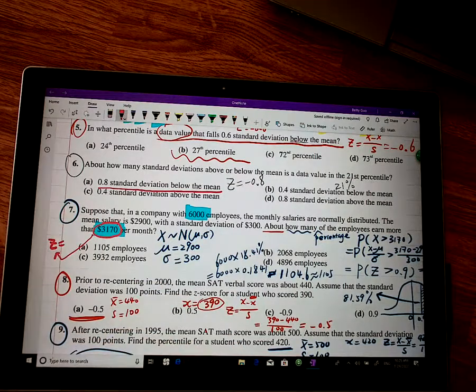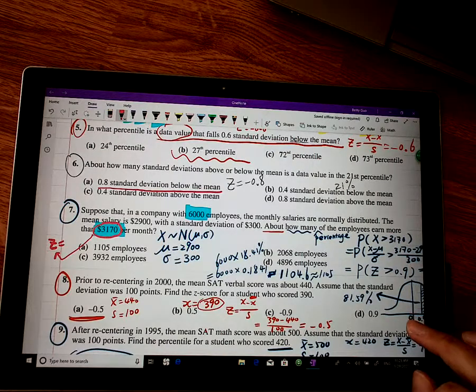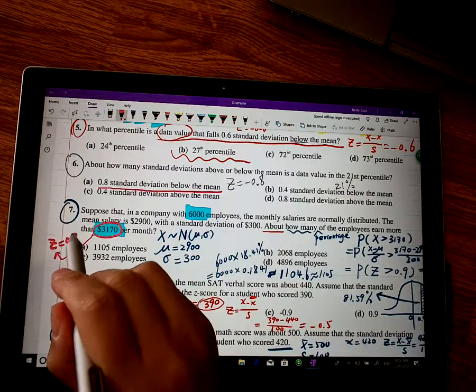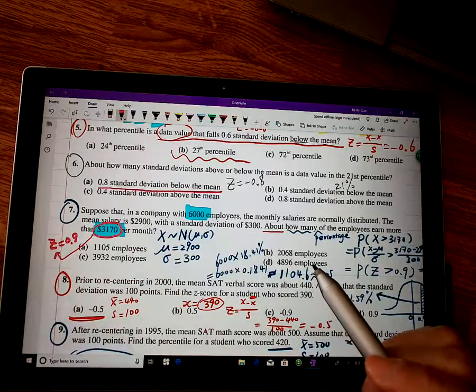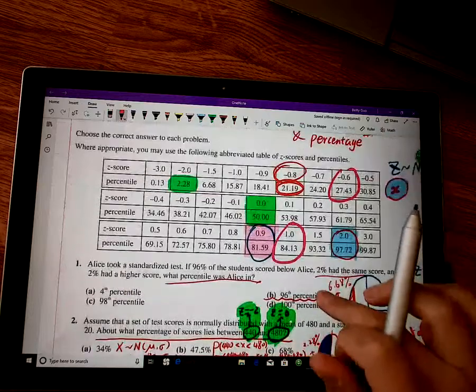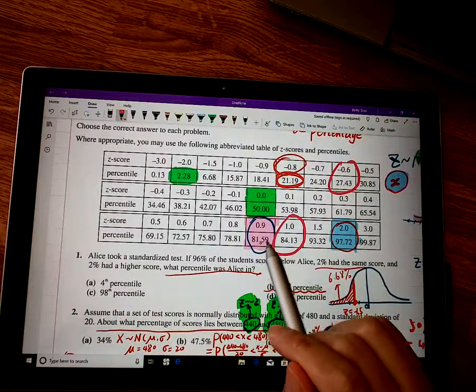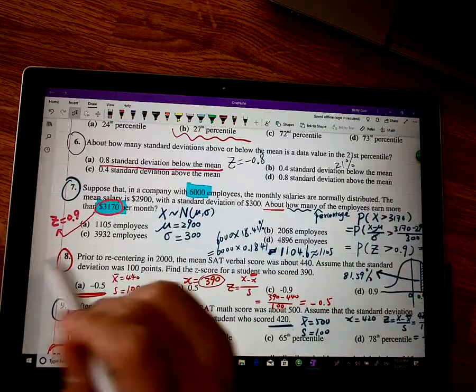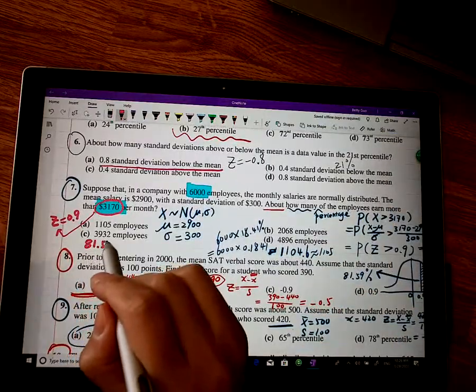I give you the time. Try using 3170 minus 2900 and all over 300. You tell me what's the z-score. Okay, the z-score is 0.9. And then go back to the table to see what's the corresponding percentile for 0.9. It is 81.59%.